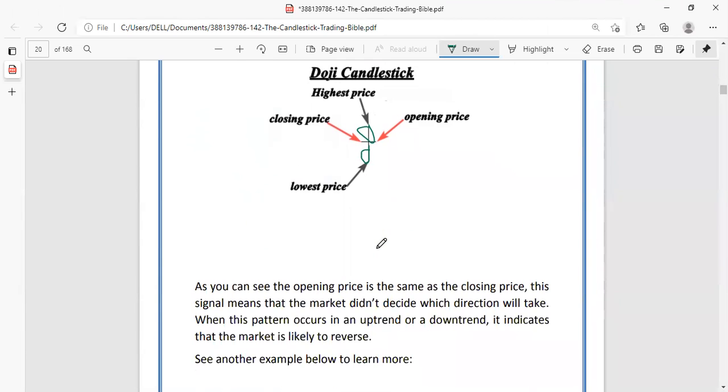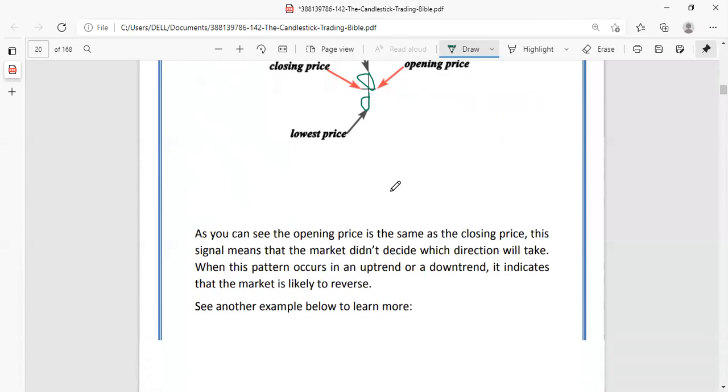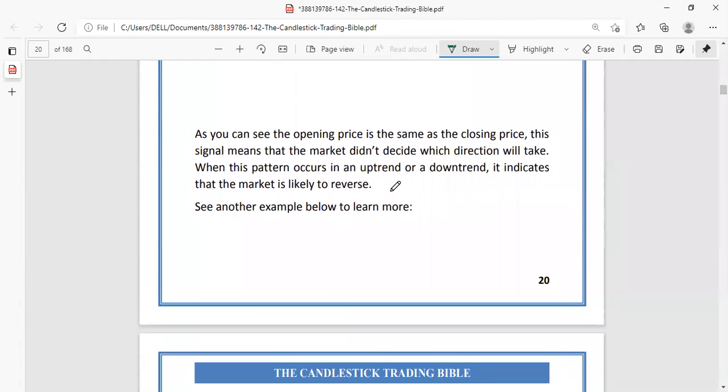It tells us that there is no decision between the buyers and the sellers. They were fighting. The price once moved up, and it also once moved down, and then it came back to the initial opening price. So we know that it closed at the same price. This one is also important, it helps us also to determine the market.